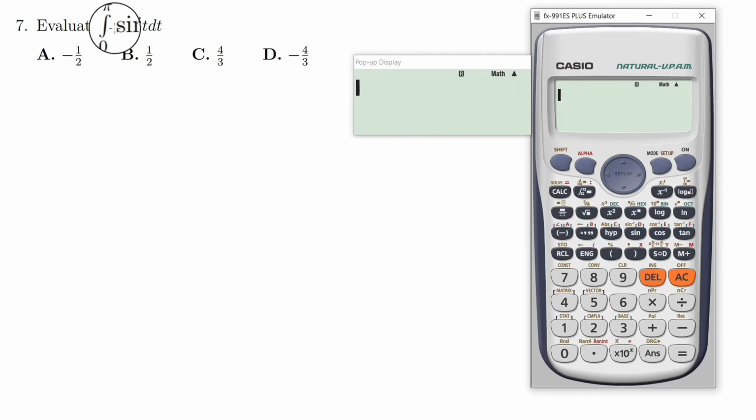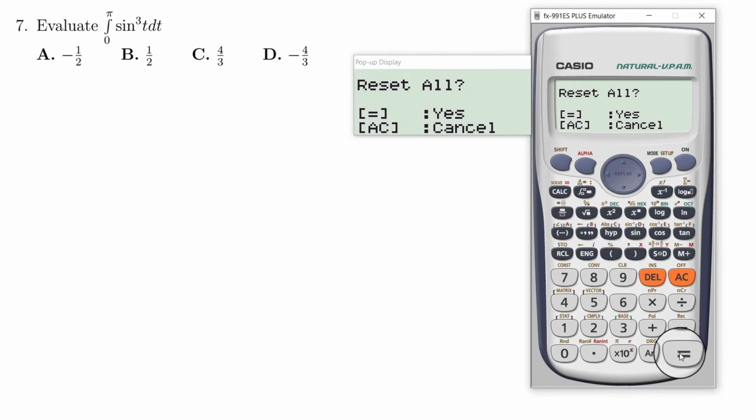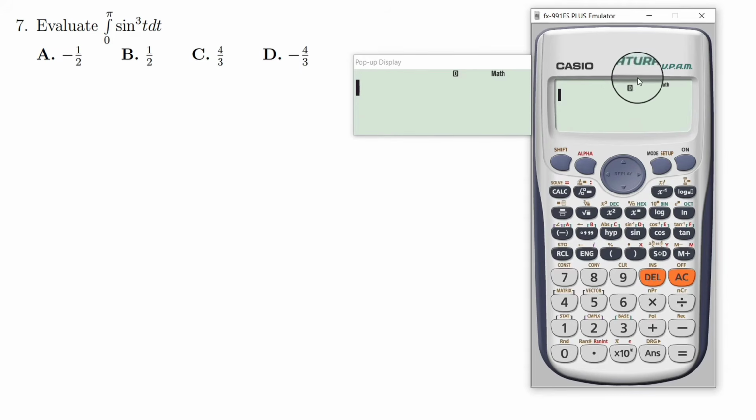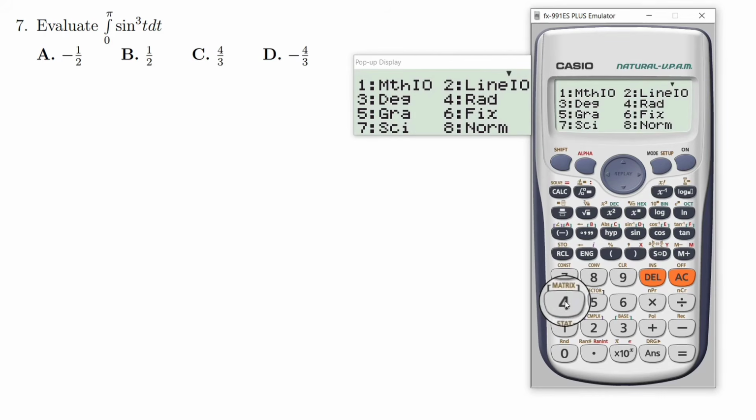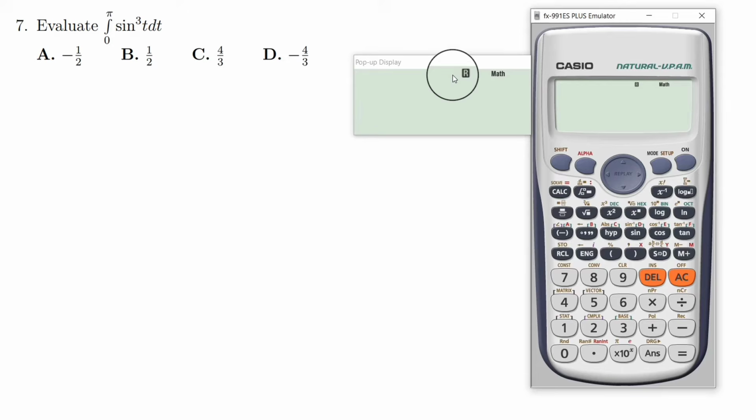Now we have a more complicated integral. Here we are asked to evaluate the integral from 0 to pi of sine cube t dt. Since this is a trigonometric integral, an integral that contains a trigonometric function, you must change this from d to r. Suppose by the time you reset your calculator, it will come back to d, but you must change it to r by pressing the shift button, then the mode button, then you press your 4. So you can see that I can no longer find my d, I can only see my r. Okay, so we are good to go.